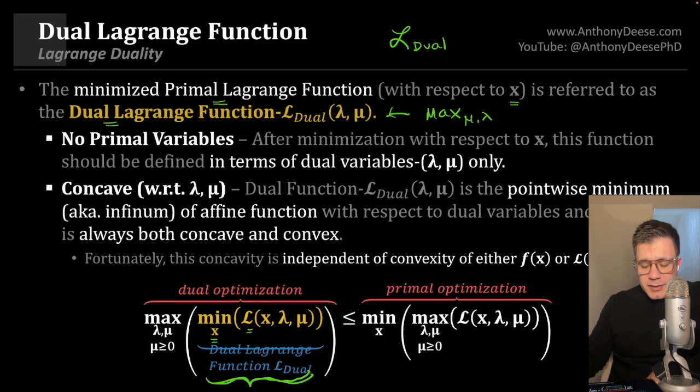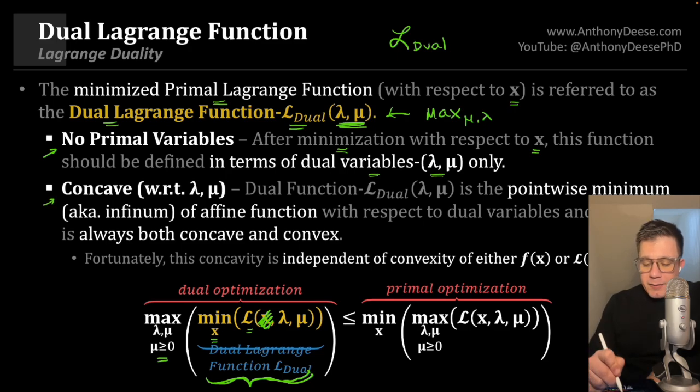Now, what are some characteristics of this dual Lagrange function? It should not be a function of primal variables. We hope that if we do this correctly, our x will go away, and that's going to make it much easier to do this maximization. So after minimization with respect to x, this function should be defined in terms of the dual variables only. And that's why you can see up here, we've left out the x.